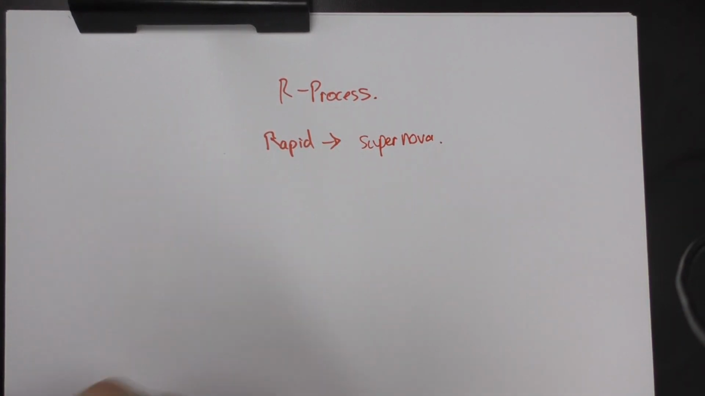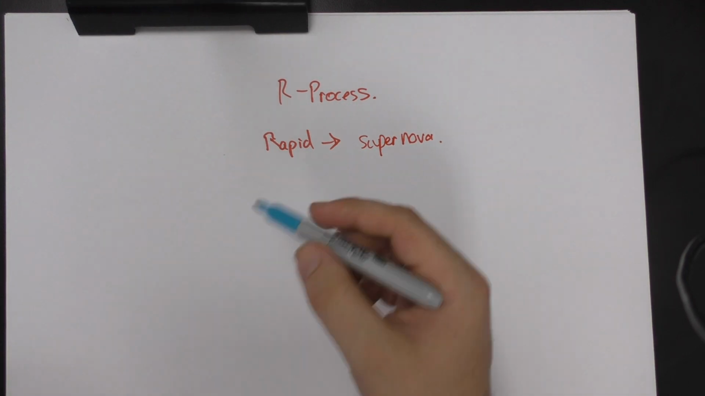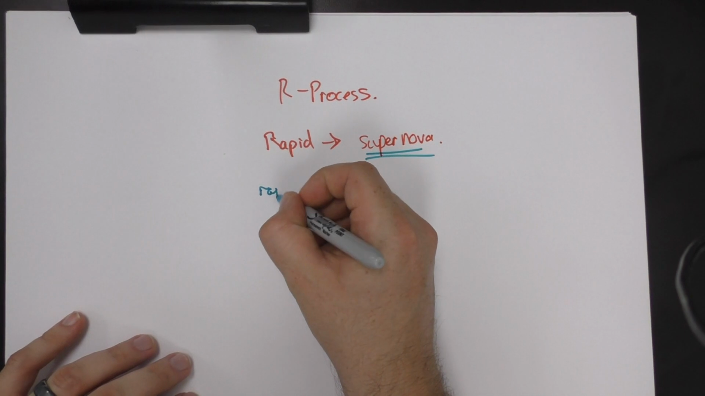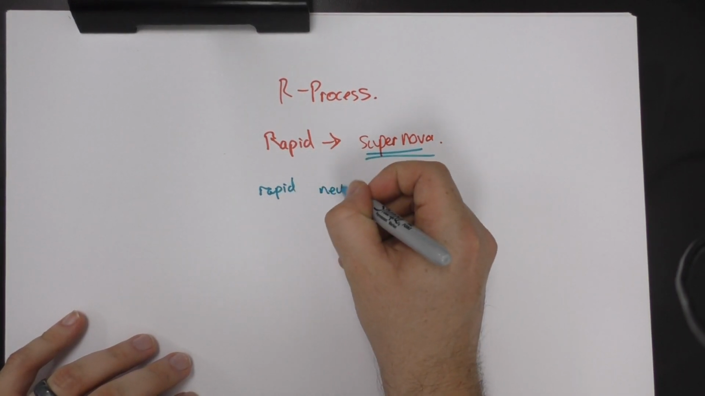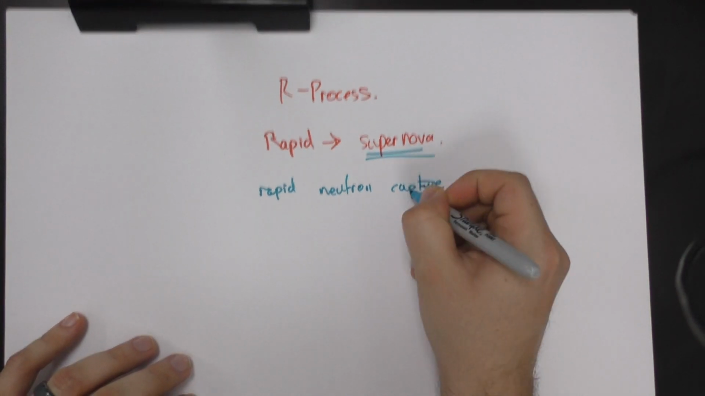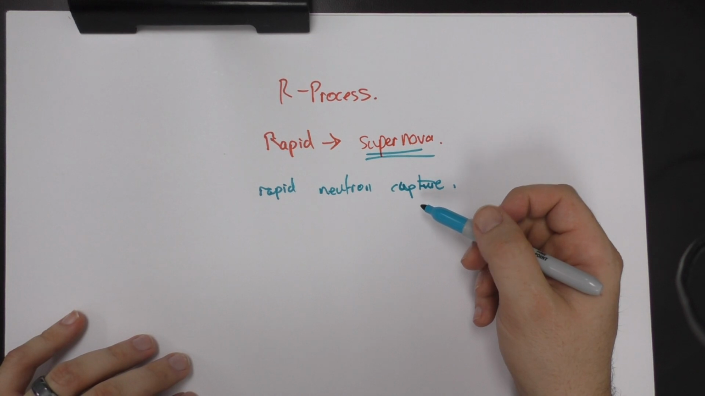So a supernova occurs, and as a result of that supernova, we have lots and lots of energy and lots of free neutrons, which is really, really going to be likely at this stage because they've got so much energy as a result of this supernova. So we get rapid neutron capture.